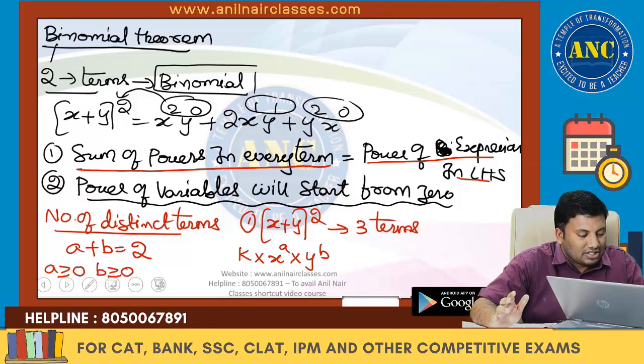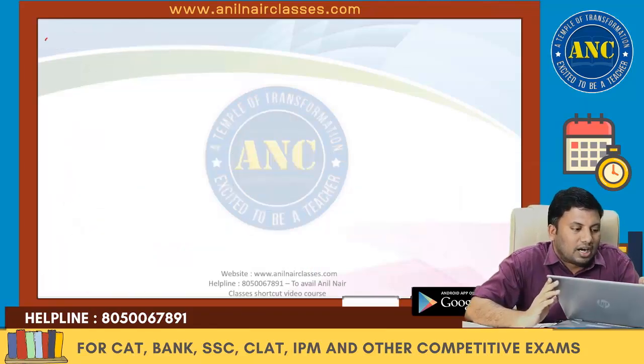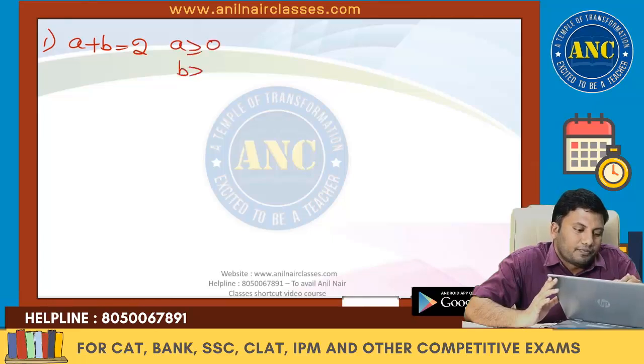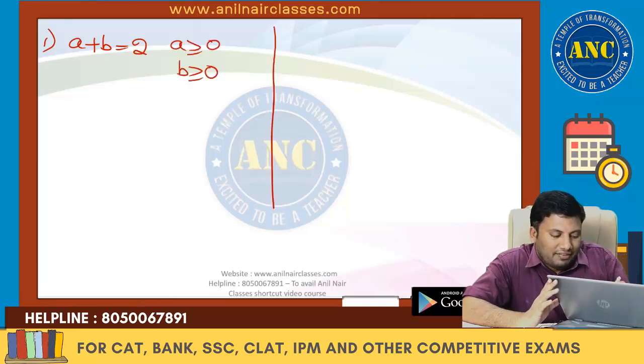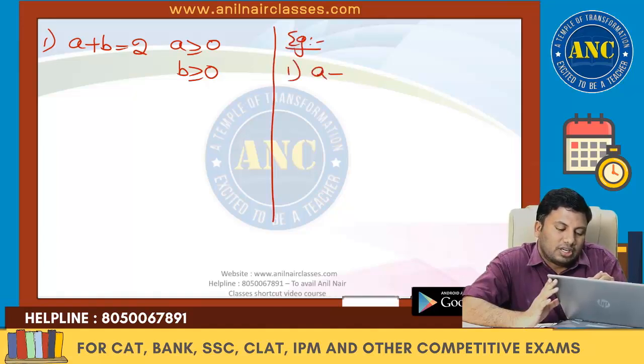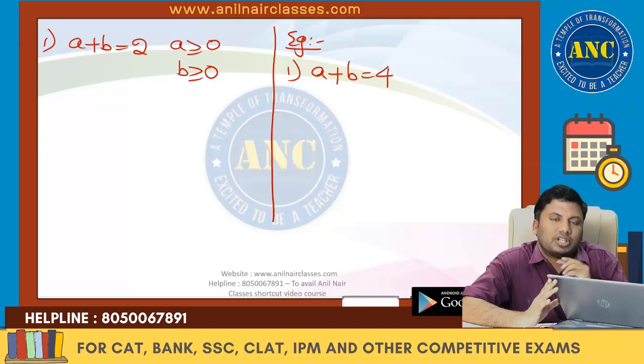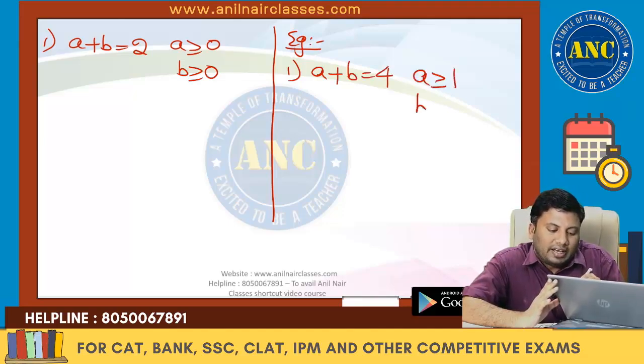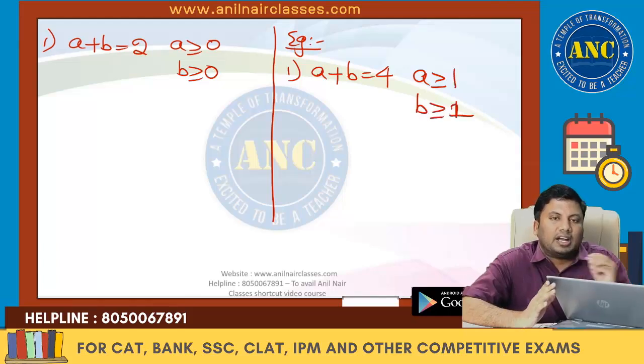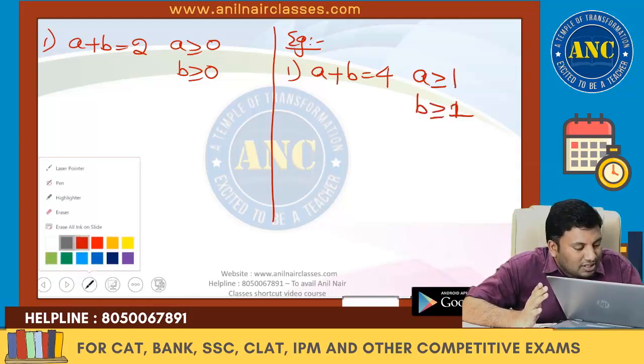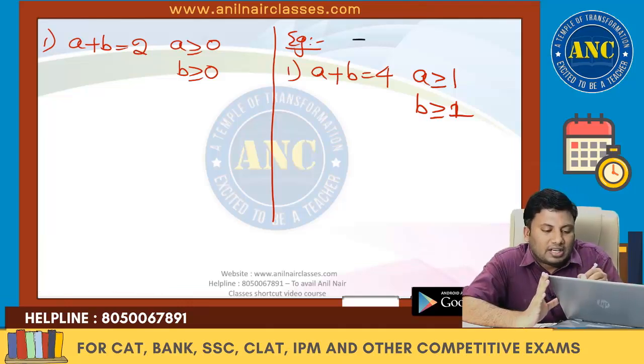Already we discussed in our integral solution class how to find the integral solutions if the variables are starting from 0, a ≥ 0, b ≥ 0. First see this one. Example. You should know integral solutions. Then only you can solve these questions very easily. a plus b equivalent to 4, a greater than or equivalent to 1, b greater than or equivalent to 1. If the variables are starting with 1, then it is nothing but positive integral solutions.